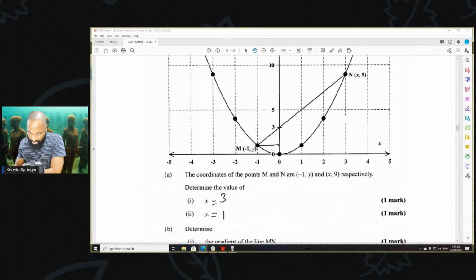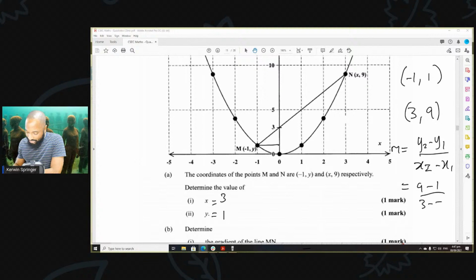Determine the gradient of the line MN. So the point is (-1, 1), and the next point is (3, 9). Gradient is equal to y2 minus y1 over x2 minus x1. So this is going to be equal to 9 minus 1 over 3 minus -1, which is 8 over 4, which is 2.